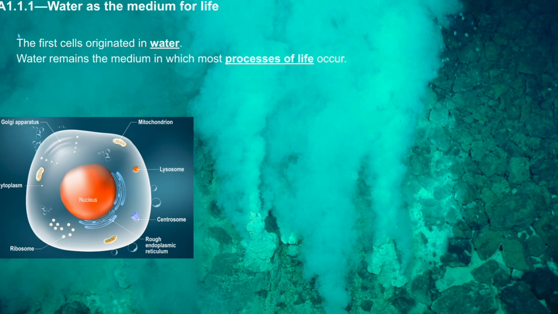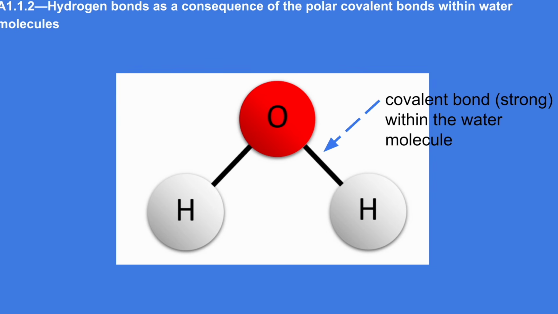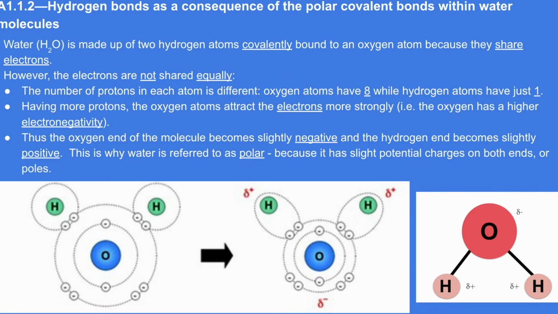The first cells originated in water. Scientists believe that they originated at these deep sea hydrothermal vents, and we'll be talking about some reasons for that. So let's talk about water. Water is two hydrogens and an oxygen covalently bonded together.